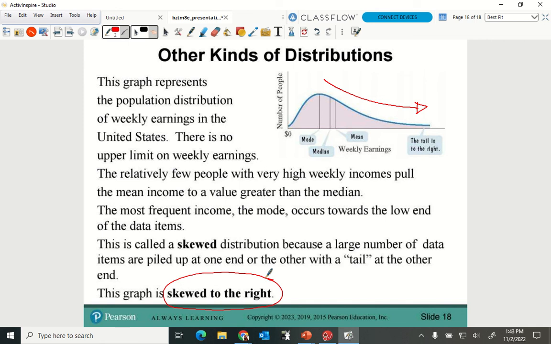Okay, right here it says, relatively few people with very high weekly incomes pull the mean income to a value greater than the median. Okay, the median's right here. The mean is higher than that. And the mode is on this side. Most frequent income, the mode, occurs towards the low end of the data items, so that's below the median. This is called a skewed distribution because a large number of data items are piled up at one end or the other with a tail at the other end. So what I say is it's pointing this way, so it's skewed that way. Is that sense or nonsense?